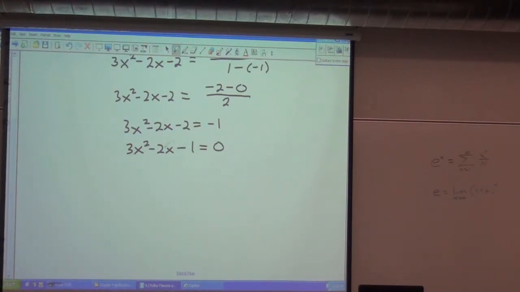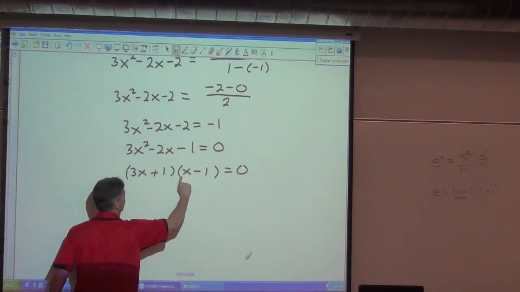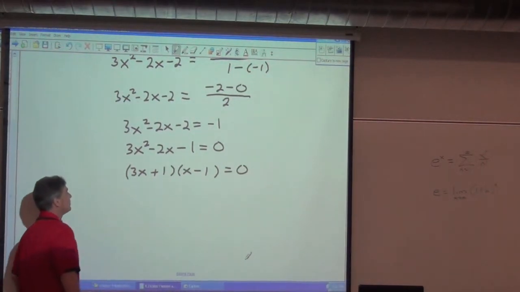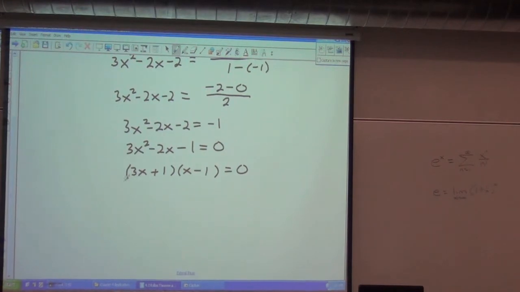I could split the middle term, but I know the only way to get 3x squared is to multiply 3x times x. And then we want a -1 here, so I think this is going to be 3x plus 1 times x minus 1. That would give me negative 3x plus x is negative 2x and then negative 1. So x could be negative 1/3, because negative 1/3 would make this 0. Or it could be 1, because 1 would make that 0.